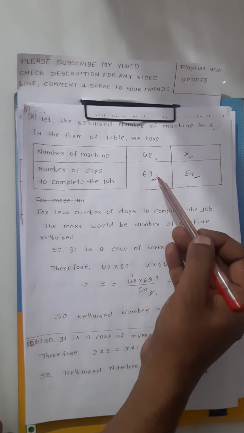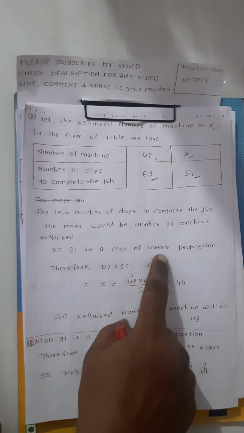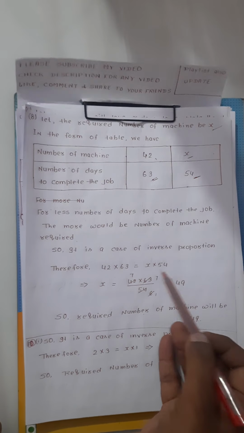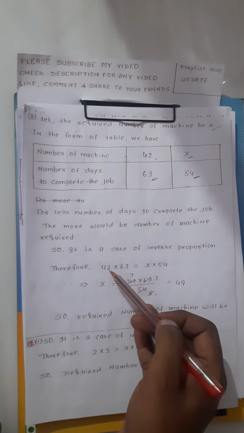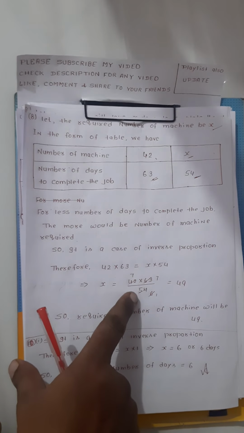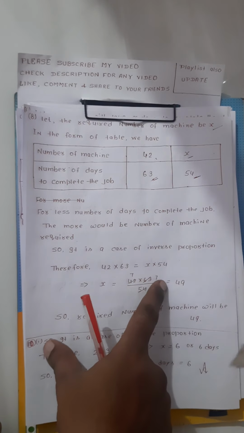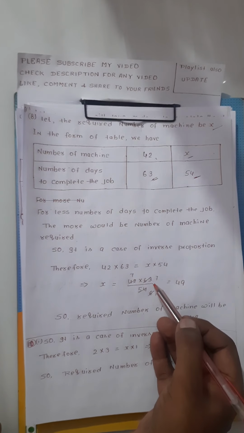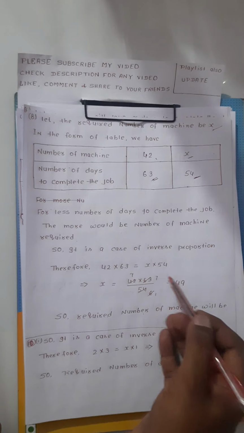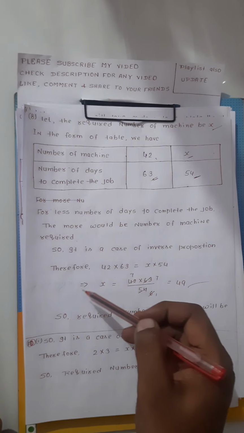So 42 into 63 is equal to x into 54, because it is inverse proportion. So the value of x equals 42 into 63 by 54. What will be the value? 9 sixes are 54 and 9 sevens are 63. And 6 ones are 6, 6 sevens are 42. That is 7 into 7 is equal to 49. So the required number of machines will be 49.